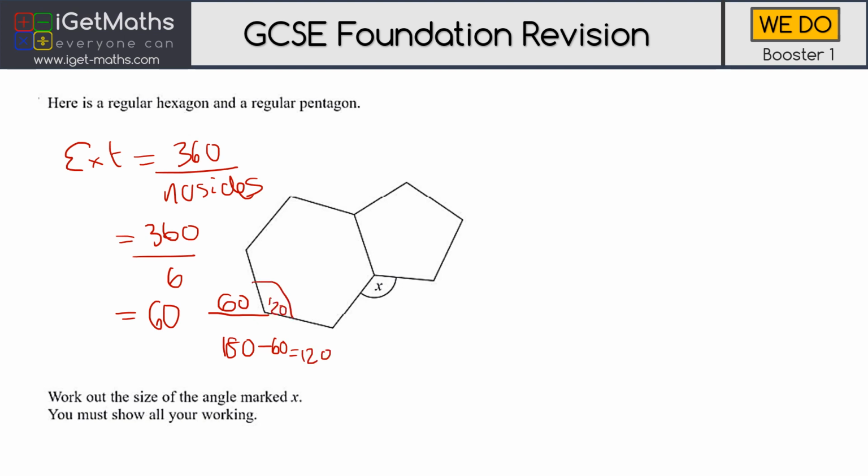We're going to do a similar thing with the pentagon. So we've got 360 degrees and then divide by the number of sides, remember, for the exterior angle. So that's 360 divided by 5. If you're not too sure, use your bus stop method. So that's 360, you've got 5. 5 goes into 36 7 times and gets you to 35. You've got 1 left over, that gets you to 10. And then 5 into 10 goes 2 times, so that's 72 degrees for the exterior angle.